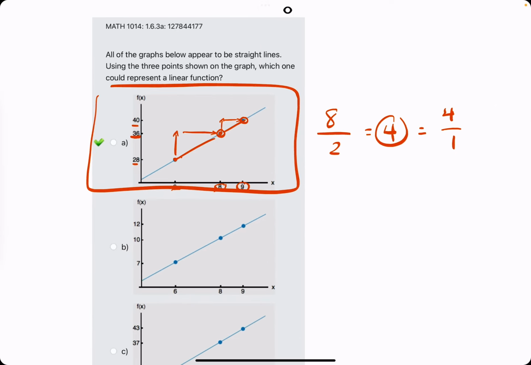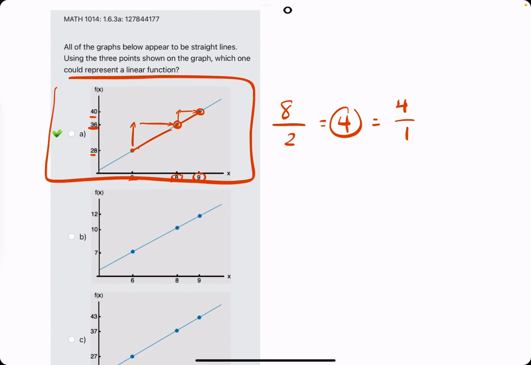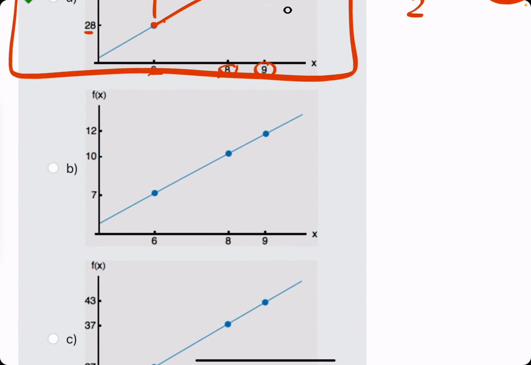I'll just go ahead and show why one of the other graphs is not our answer, and then I'll go on to one more example of this problem. All right. This one, points 1 and 2, rise over run. Rise is 3 from 7 to 10, and run is 2 from 6 to 8. So rise over run is 3 over 2. Second and third points. Rise from 10 to 12 of 2, and a run of 1 from 8 to 9.